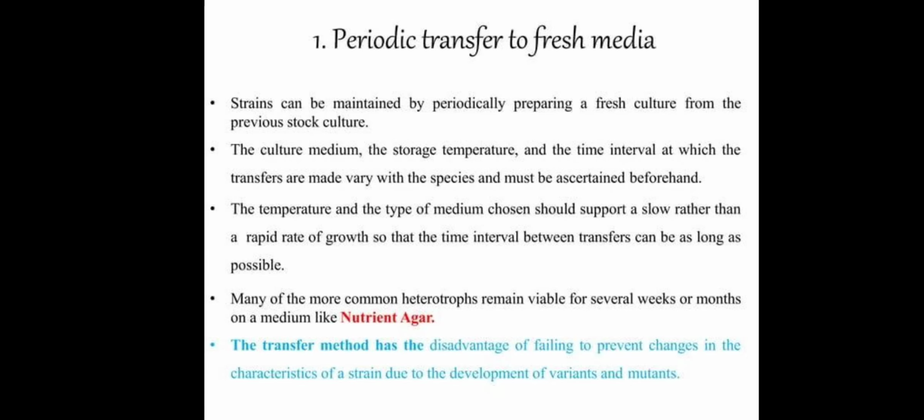Periodic transfer to fresh medium. Strains can be maintained by periodically preparing a fresh culture from the previously stored cultures. The culture medium, the storage temperature, and the time interval at which the transfers are made vary with the species and must be determined beforehand. The temperature and the type of medium chosen should support a slow rather than a rapid rate of growth, so that the time interval between transfers can be as long as possible.